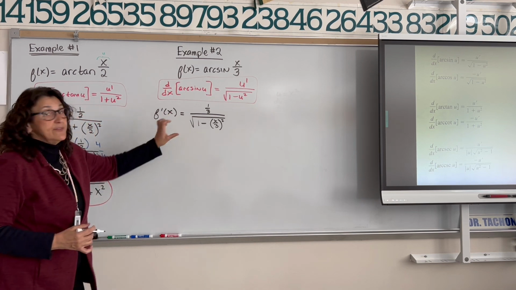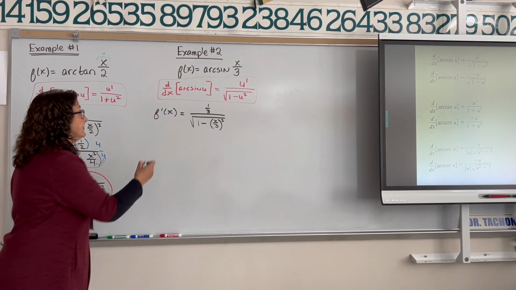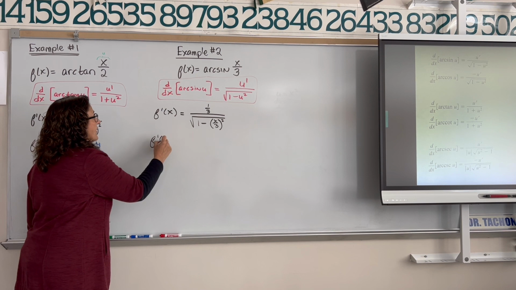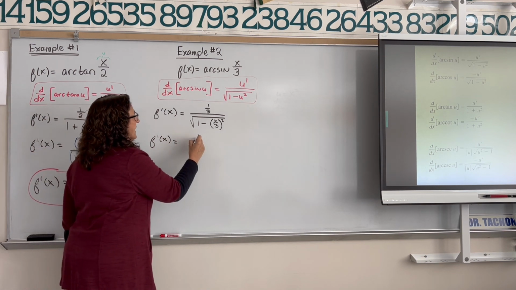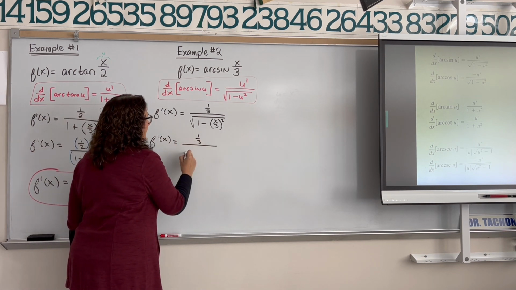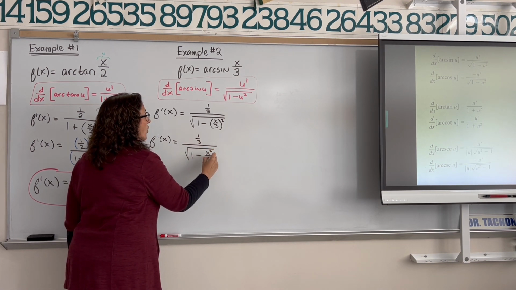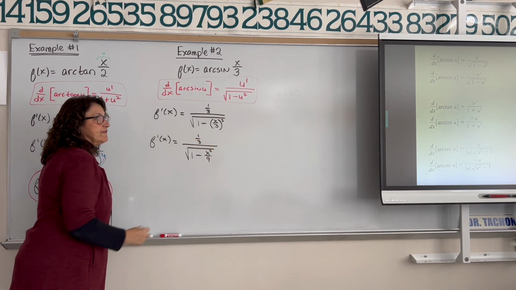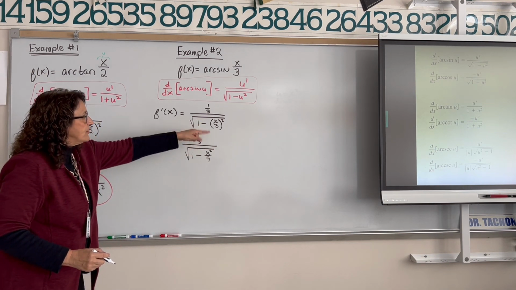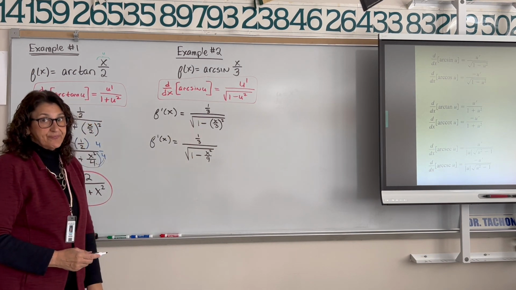So this is applying the rule, but we have to clean it up. We have to simplify. All right, so let's go ahead and square the x over 3. We have 1/3 in the numerator. In the denominator, you have 1 minus x squared over 9. When you square a fraction, you square the numerator, x squared, and square the denominator, 9. Okay?